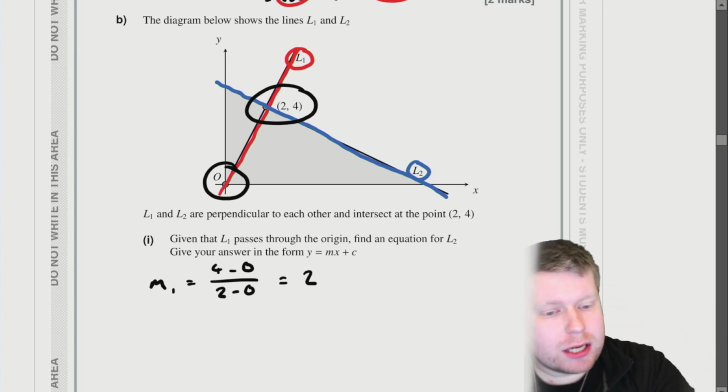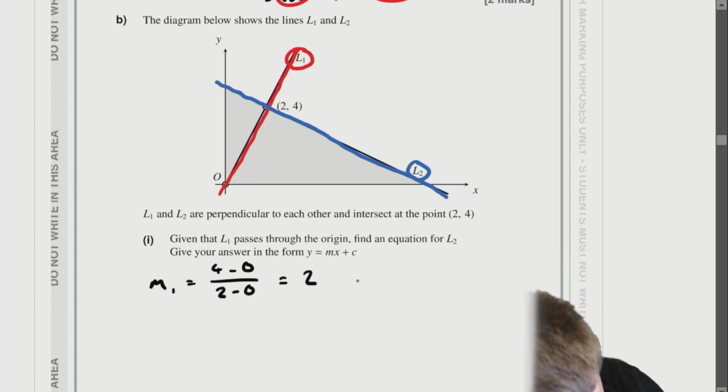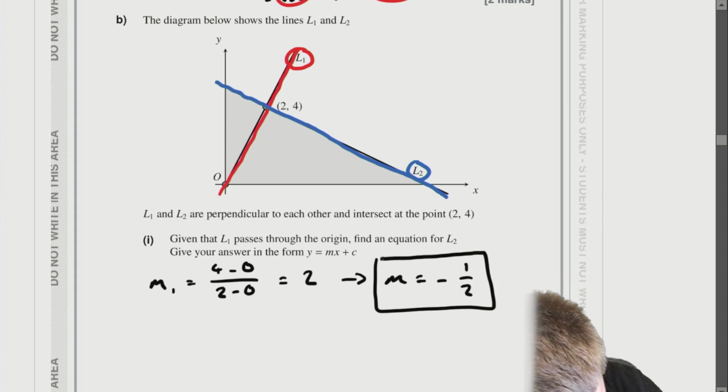But that's not the gradient I want, that's the gradient of L1. I want the gradient of L2. So as a result, I need to use perpendicular gradients again. So the gradient that I want is going to be -1/2. Okay, so the gradient I want is -1/2.